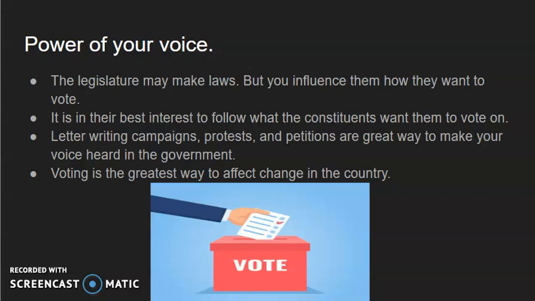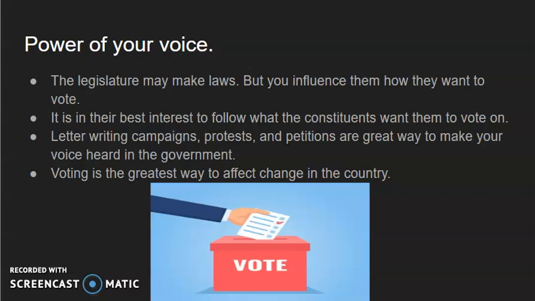However, if you don't raise your voice, if you don't speak up to what you believe in, they're never going to know what is important to you. That's why letter writing campaigns, protests, and petitions are a great way to make your voice heard in this country. If they don't know what you're speaking about, they're not going to know what to vote on.